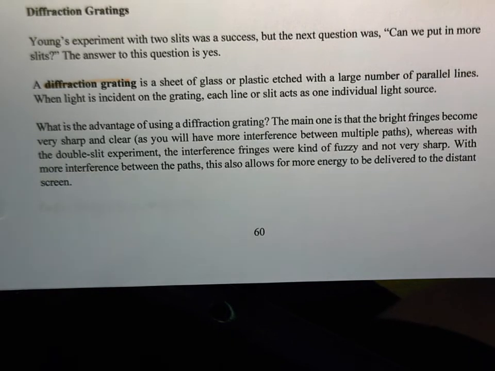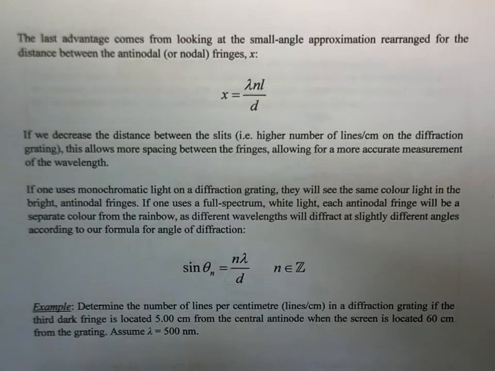If you look at a constructive fringe on the interference pattern in a double slit experiment, that's 2 waves interfering at that point. With a diffraction grating with 200 slits, at that bright spot you now have 200 waves interfering with one another. So this is going to have more interference for those slits, and it's also going to allow more energy to be delivered at that point on the screen.